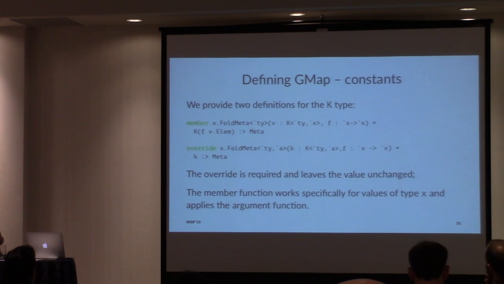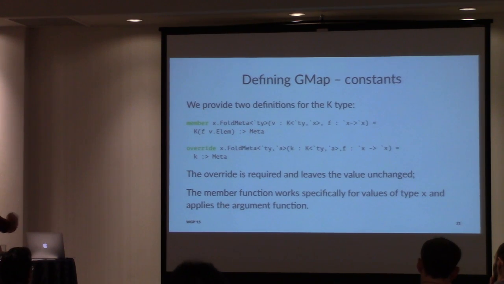So for constants, for example, we can actually have multiple definitions. One which says that we can override the existing type declaration, which says for any type A, if you have a constant storing A's, and this f, which mutates x's, just be the identity function and return a meta. But we can also have this definition here, which says, well, if you have a k which is storing something of type x, then it's very important to apply f to x and then wrap that in a k and then cast it back to a meta. So the override is the one which is required, the one which leaves the value unchanged, and the member of a function is the one which works specifically for the types we're trying to modify.